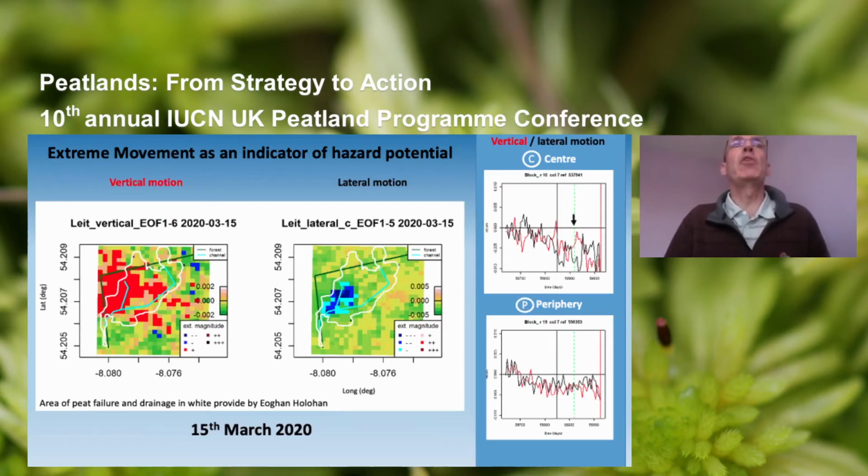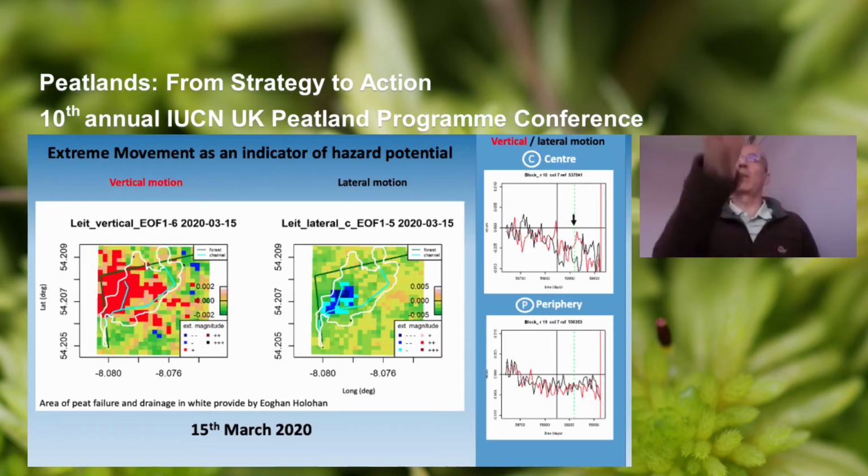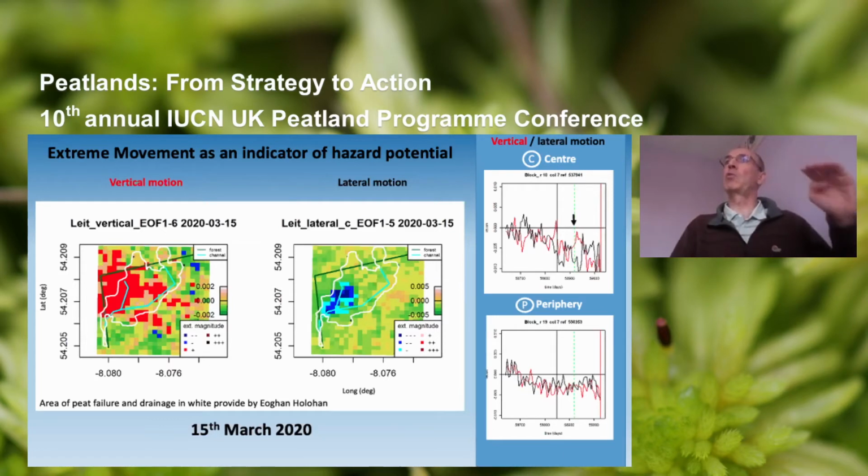And what you can see on the left-hand side, this is from the 15th of March, so we're about 3 months ahead of the failure. We can see that the left-hand part of the failure area is going up rapidly. At that point, it's showing extreme upward motion, and at the same time, we're getting horizontal, lateral motion, shown in the right-hand image. So we've got extreme upward motion and lateral motion simultaneously. And that is associated with a very wet event.